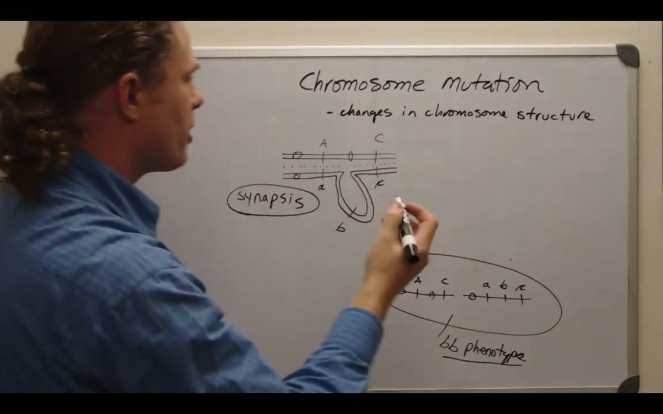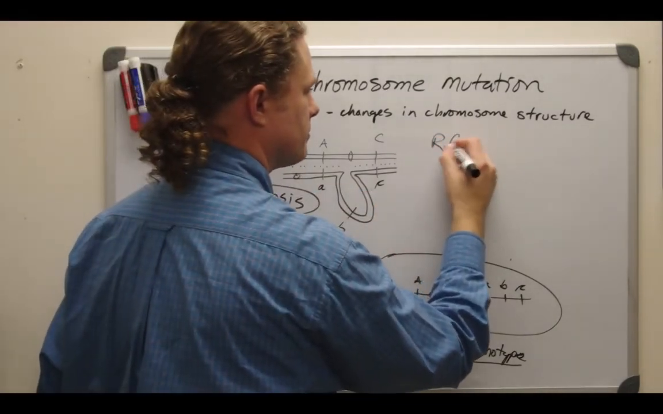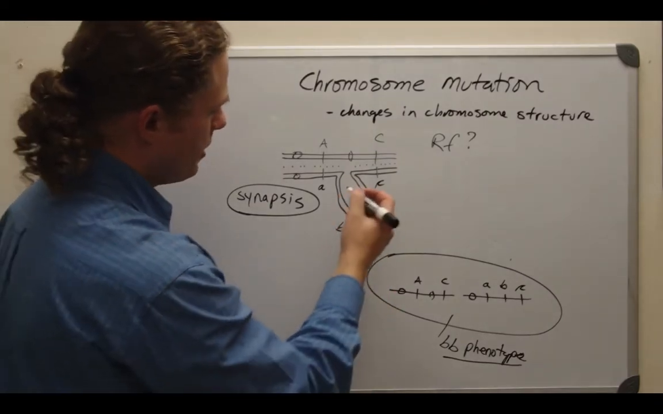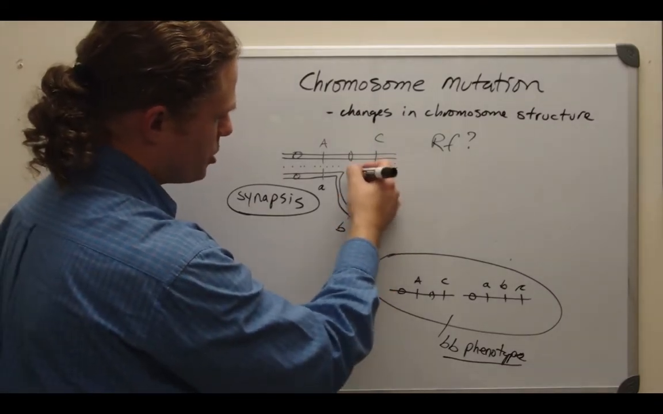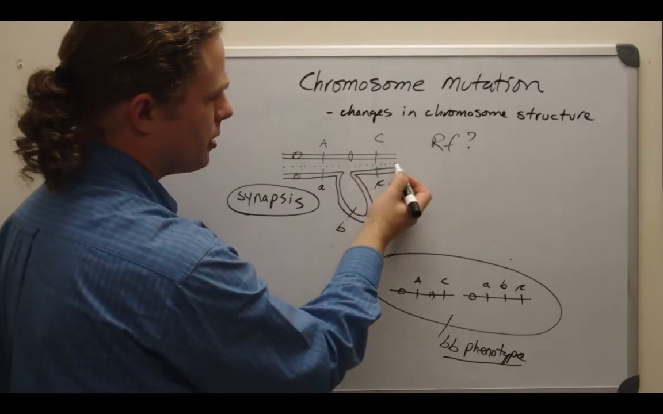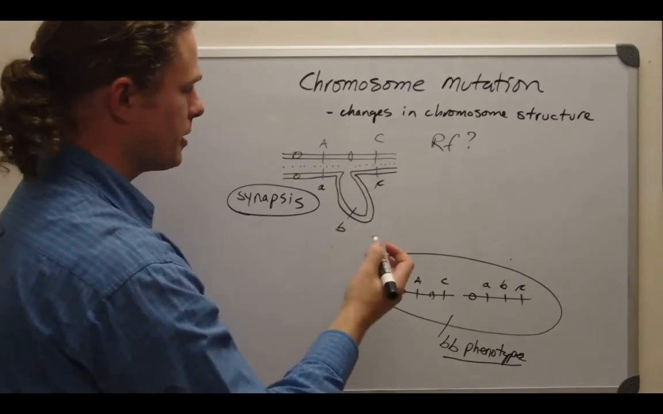Now, the question might be, what about recombination frequency? Will this have an impact on recombination frequency? And in fact it will. Because there is no synapsis in this region, crossovers are not possible in this region. However, crossovers are possible wherever synapsis is taking place.